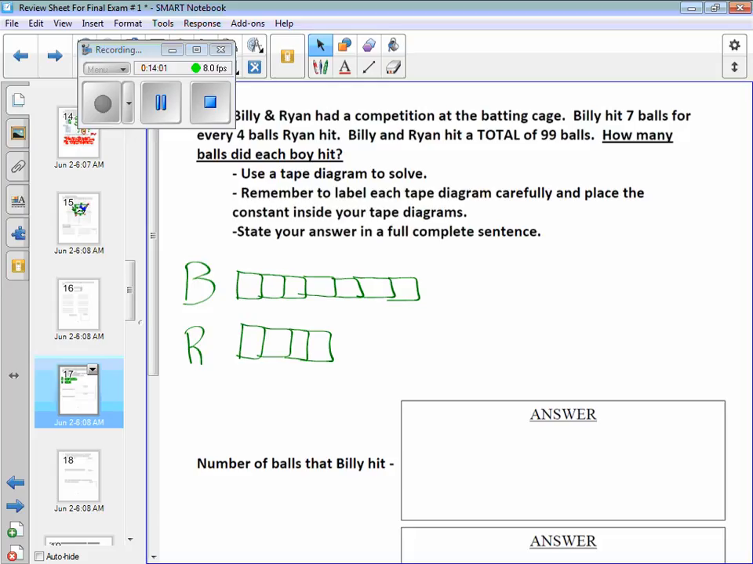99. All of them together, 99. So what we do is this all represents 99. And then what did you do to figure out the magic number for each box? I added 7 and 4, and I got 11, and then I divided 99 by 11. Right. If you remember back in quarter 1, the goal is to find out what each box is worth. So 11 into 99 gives us the magic number of 9. Now put your 9 in every box.